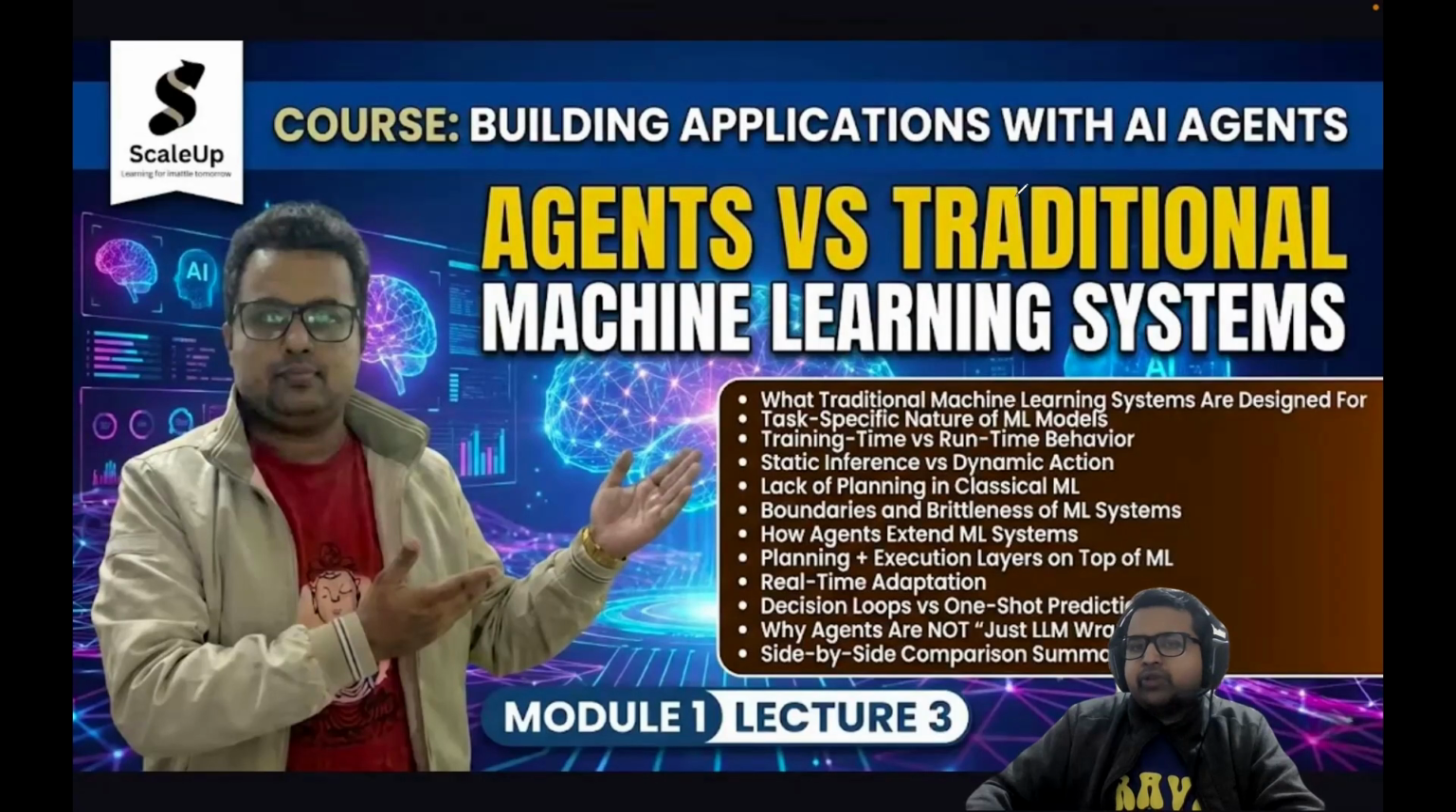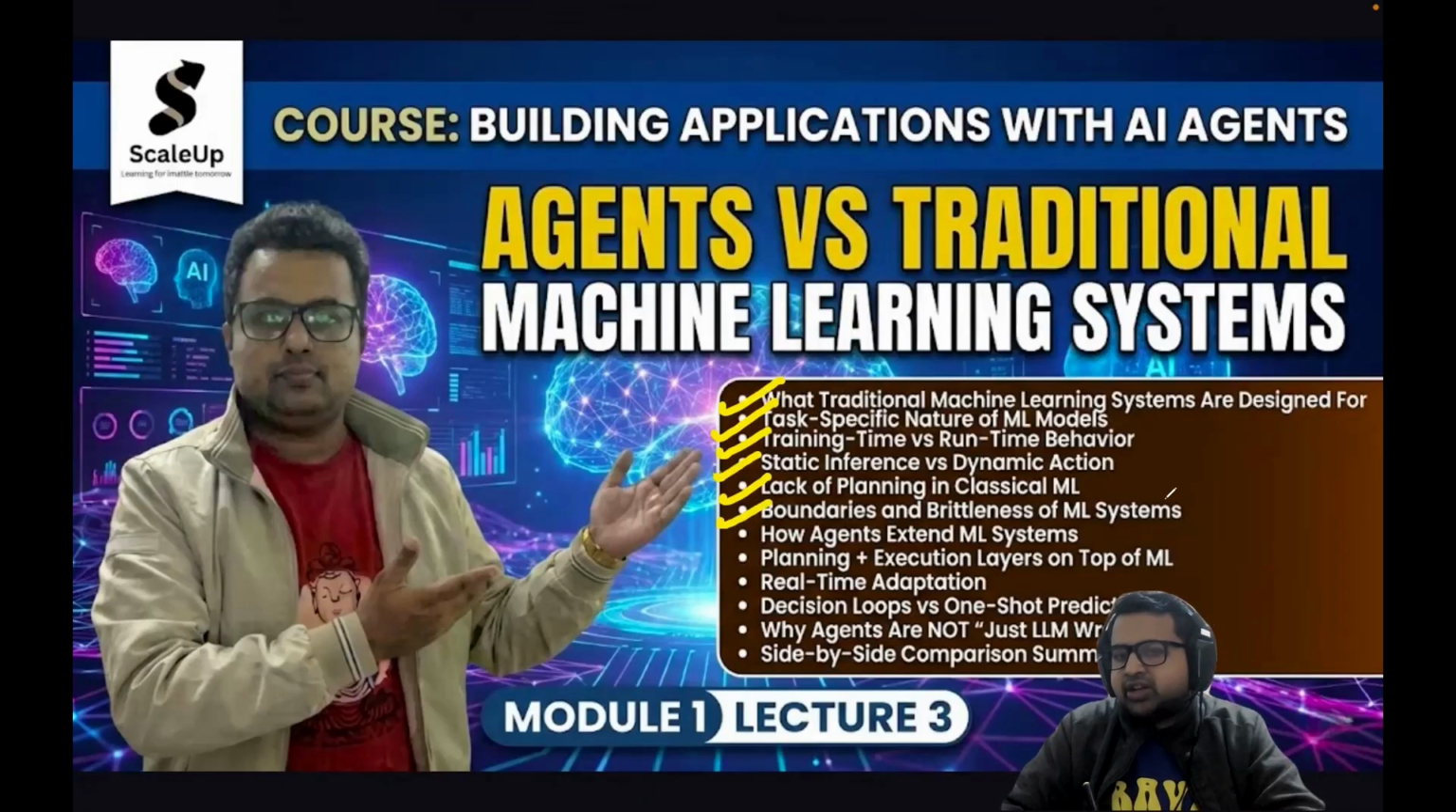If we look at the topics we will be covering in this lecture: what traditional machine learning systems are designed for, the task-specific nature of machine learning models, training time versus runtime behavior, static inference versus dynamic action, lack of planning in classical machine learning models, boundaries and brittleness of machine learning systems, how agents extend machine learning systems, planning plus execution layers on top of machine learning, real-time adaptation, decision loops versus one-shot prediction, and why agents are not just LLM wrappers.